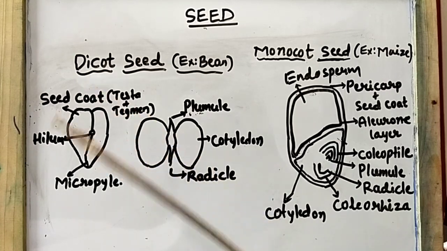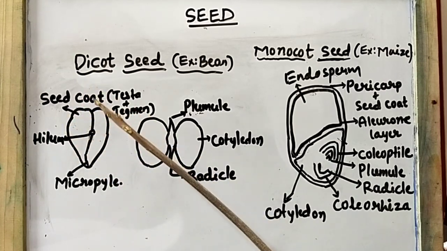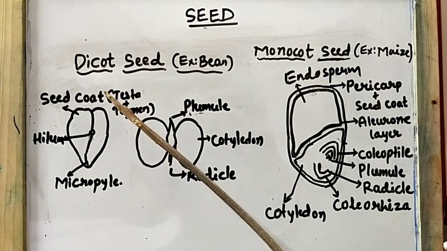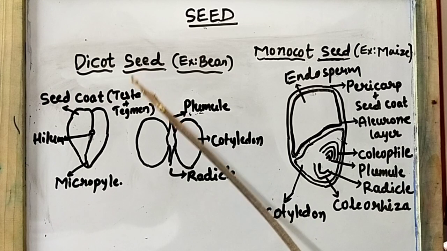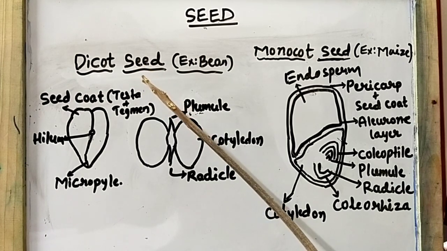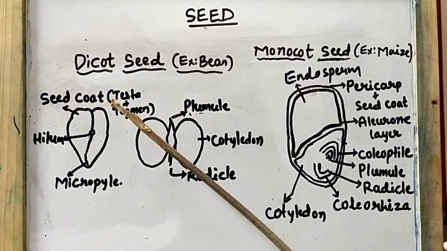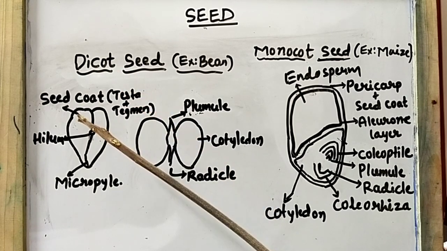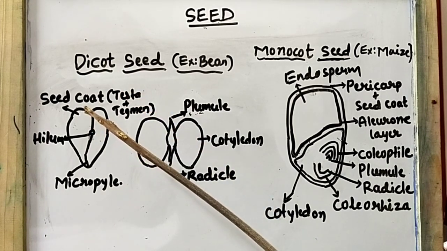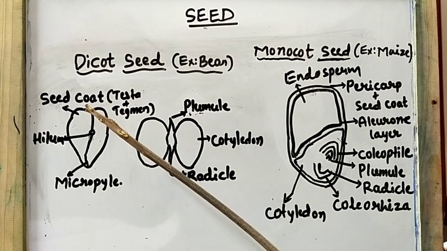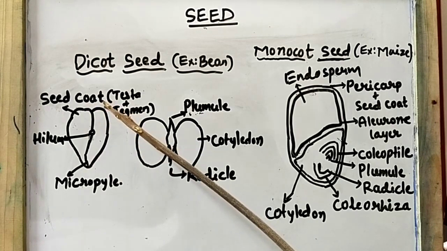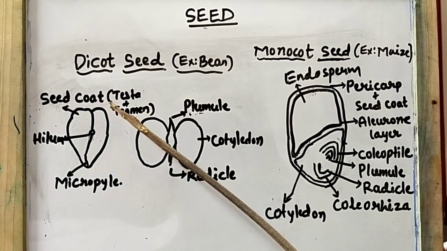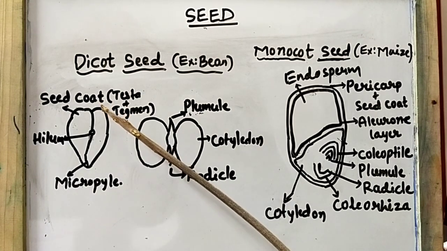A seed always consists of a seed coat, which is double layered. Usually it is formed by the integuments. Recall the structure of the ovule: in the ovule we have integuments. After double fertilization, the integuments develop into what? Seed coat. Integuments develop into seed coat.